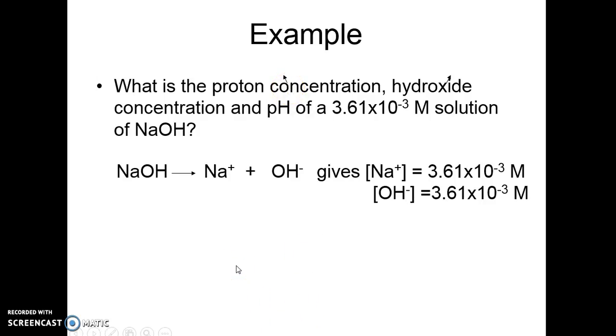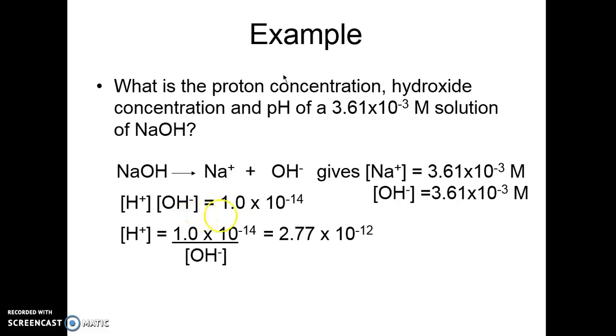The proton concentration can be determined from our equation that proton concentration times hydroxide concentration is 1 times 10 to the minus 14. If I want to figure out what proton concentration is, I rearrange this so that proton concentration is equal to 1 times 10 to the minus 14 divided by hydroxide ion concentration. I then plug in my number here and I get 2.77 times 10 to the minus 12. This is the hydroxide concentration. This is my proton concentration, and now I need to determine my pH.